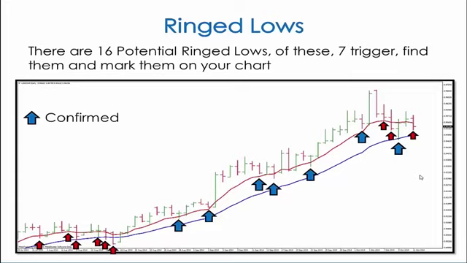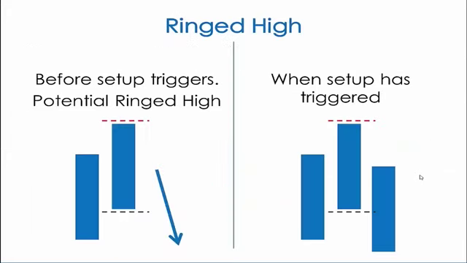Now, ringed lows are great, but we also need to think about what's going to happen in a downward trend. So, ringed lows are for the upward trend, but these ringed highs now are the mirror image for a downtrend. They work in a very similar way, but they're just quite simply flipped over for being a mirror image.